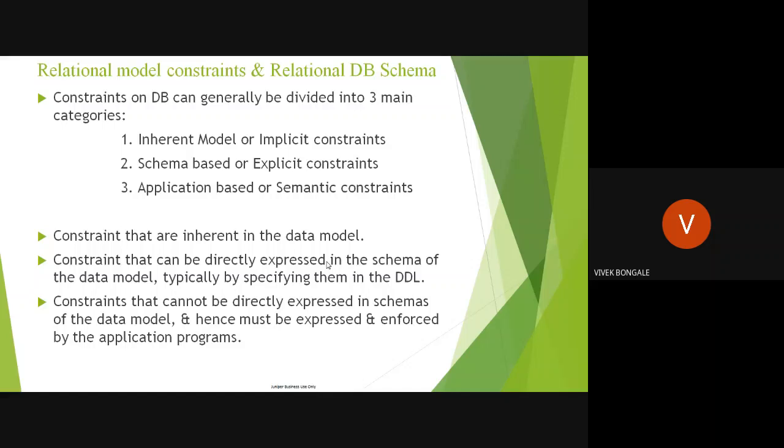One is inherent model, or implicit constraint, explicit constraint, or semantic constraint. So, first is implicit constraint. Implicit constraint, by the name of it, we can say that implicitly, right? Whenever the DBMS software is being developed, the software developer is going to add some of the constraints. Those types of constraint we say it as an implicit constraint, right?